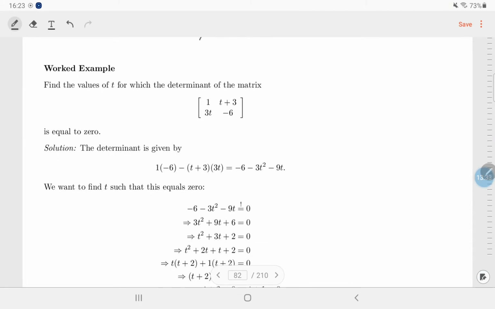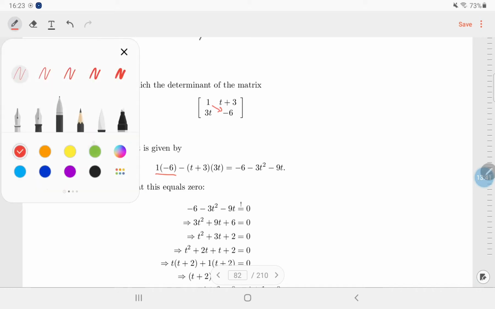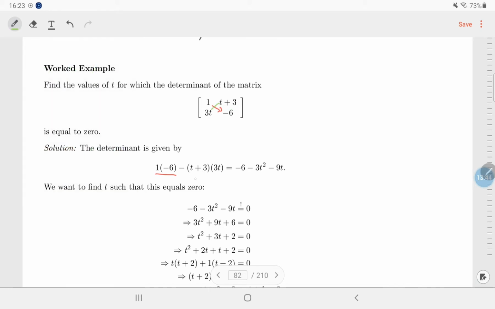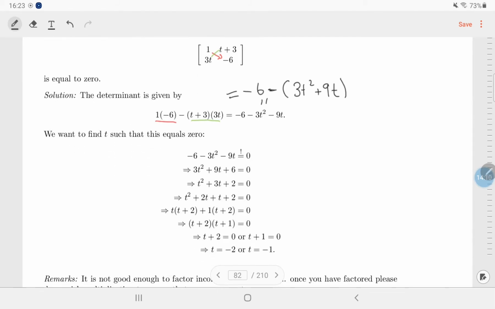So the determinant, remember, is the right down diagonal minus left down diagonal. So 1 by -6. Take away the left down diagonal, which is t plus 3 by 3t. You need to be careful here in terms of the multiplying out, so let's take an extra line. The 1 by the -6 is -6. I'm going to keep the minus. Then t by 3t is 3t squared, and then plus 3 by 3t is 9t. Then multiplying by the -1, I get this. So we want to solve this equal to 0.